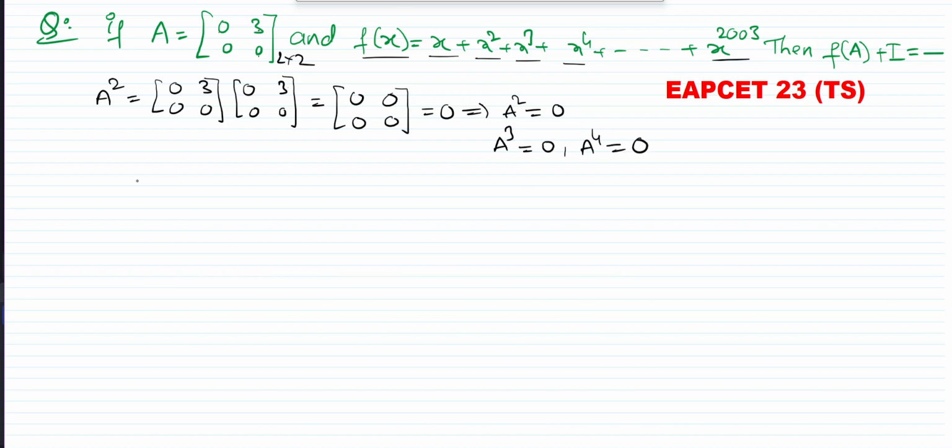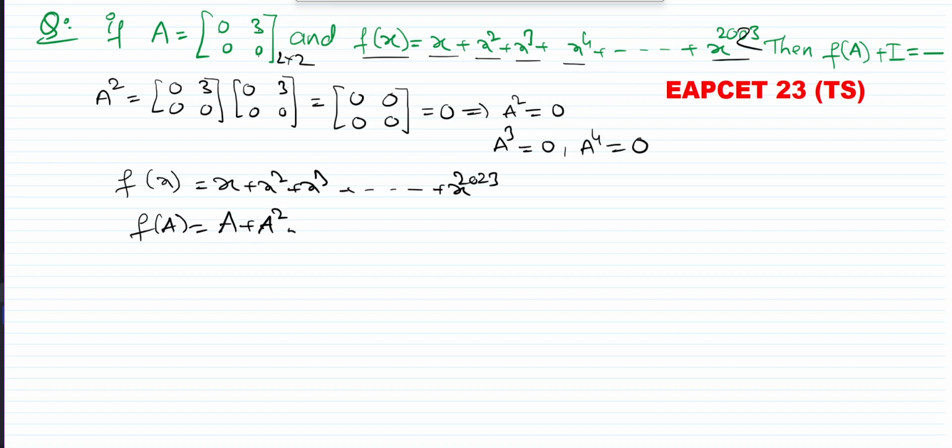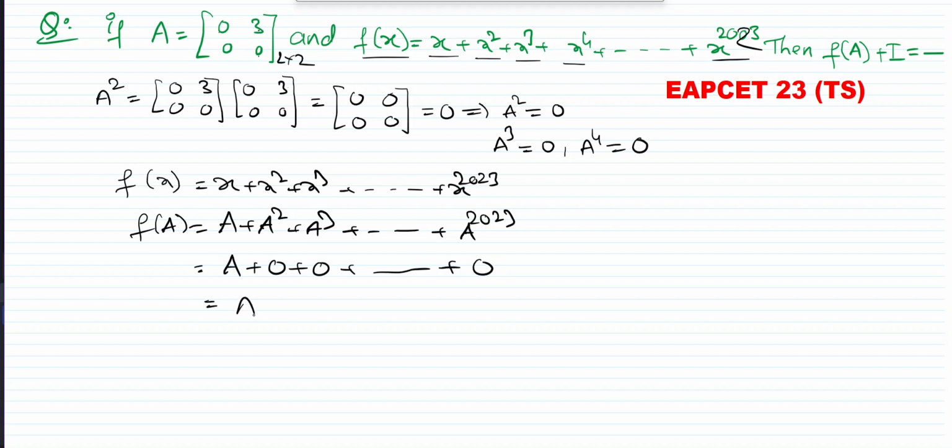Now substituting in this equation, f of x is equal to, given, that is x plus x square plus x cube plus dash dash plus x to the power of 2023. So now find f of A is equal to A plus A square plus A cube plus dash dash A to the power of 2023. This is equal to A plus A square 0 and A cube 0 up to A power 2023 is also 0, that is equal to A.